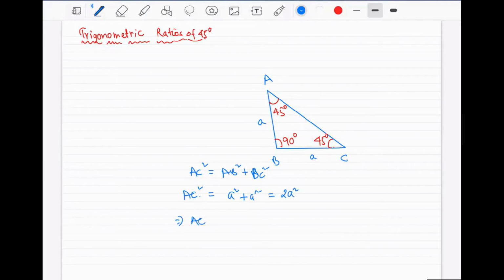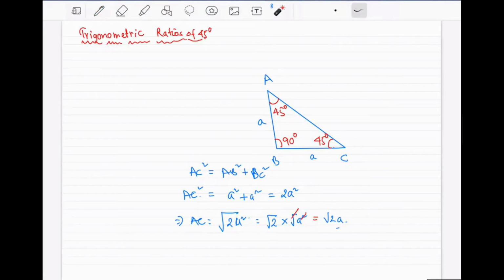Find out the AC. We will have root over 2A square. Separate the square root: root over 2 into root over A square. I can cancel the square and root for the root over A square. This one, root 2, I cannot cancel. I cannot do anything, I just have to keep it as it is. So the value of the hypotenuse we obtain is root 2A.